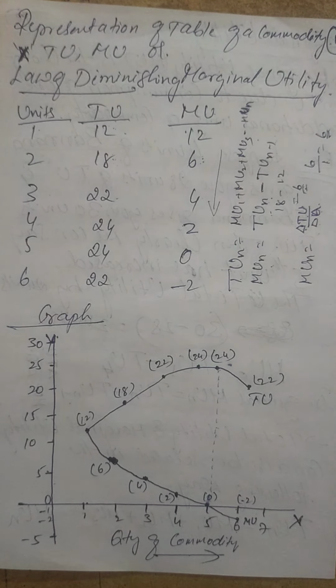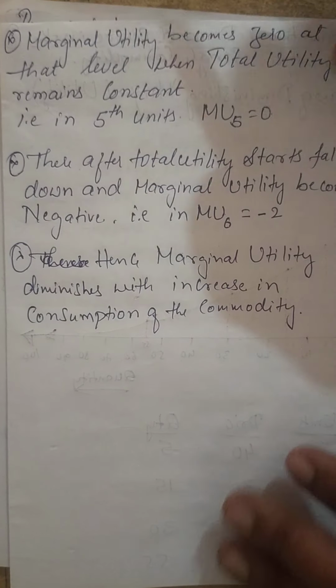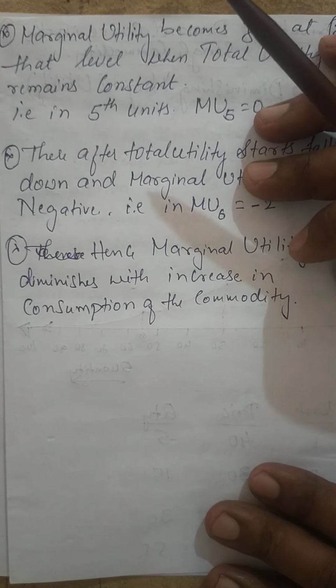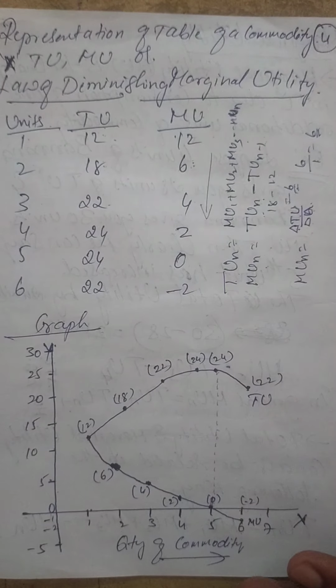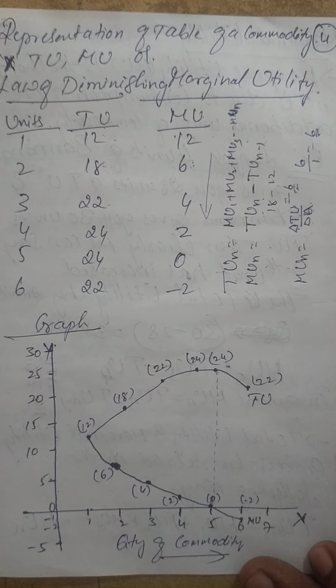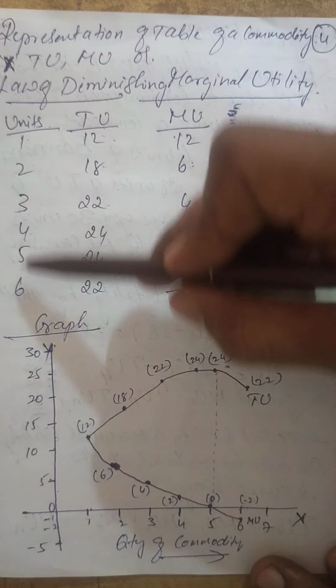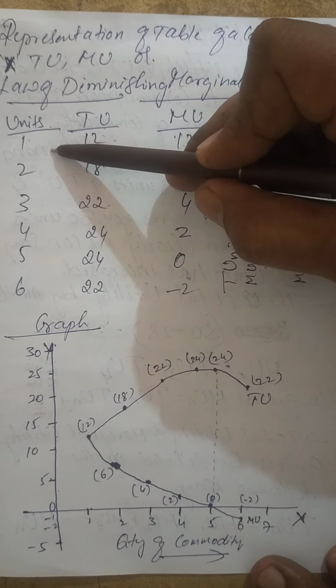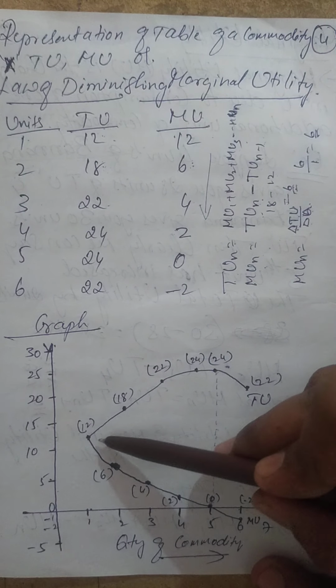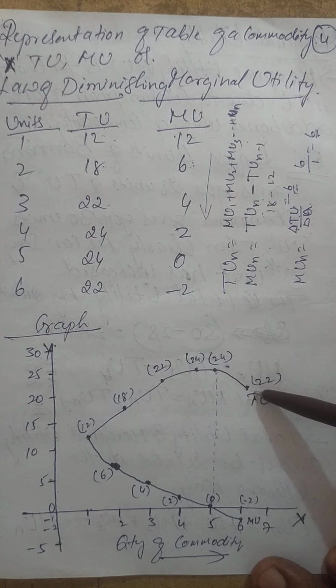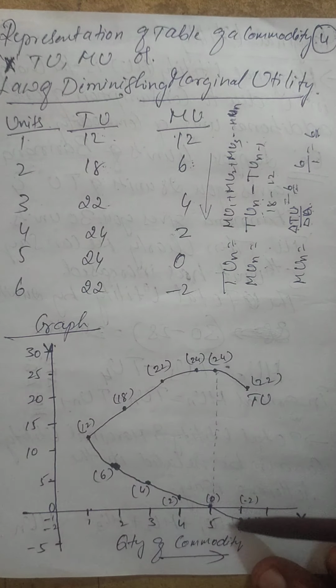After that, we have another two or three points on that. If you come to the graph also, it is the same. Let me explain the graph. The graph talks in this fashion: as consumption of the commodity increases, this is the total utility curve and this is the marginal utility curve.